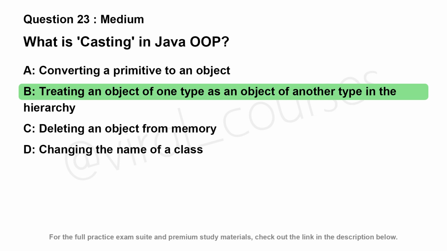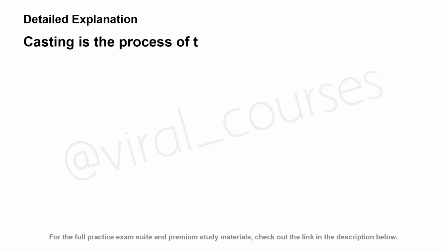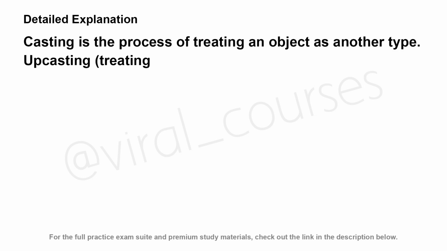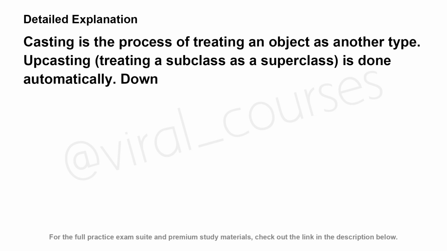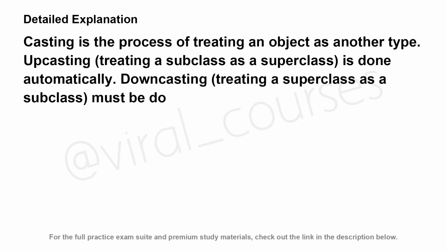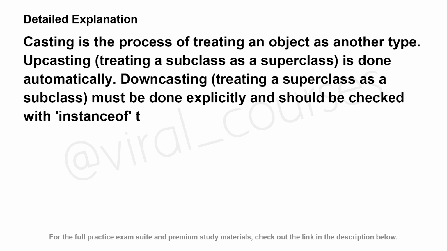The correct answer is B. Casting is the process of treating an object as another type. Upcasting, treating a subclass as a superclass, is done automatically. Downcasting, treating a superclass as a subclass, must be done explicitly and should be checked with instanceof to avoid ClassCastException.